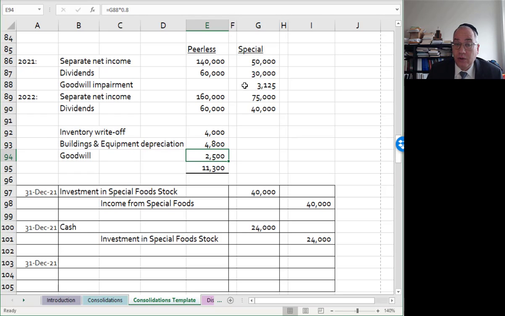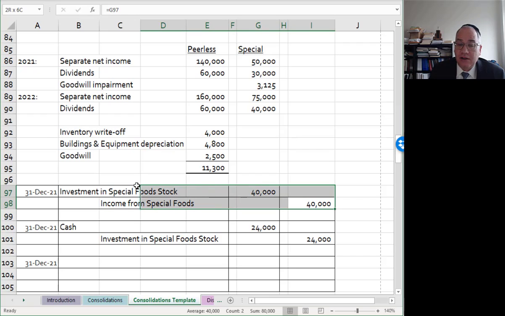And the same thing with the goodwill. In 2021, the company determined that goodwill was impaired by $3,125. The parent's share of that is 80%, or $2,500. So the parent needs to record an additional $11,300 in expenses, because these are on the write-ups that the parent recorded, and Special doesn't know about the write-ups. Special keeps going along as if nothing happened and has no idea that inventory, buildings and equipment were written up, or that there's goodwill. They're not reflected in Special's books, and therefore not in Special's income. Peerless needs to account for those separately.